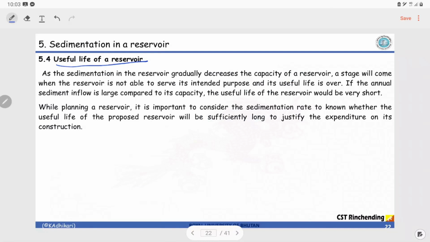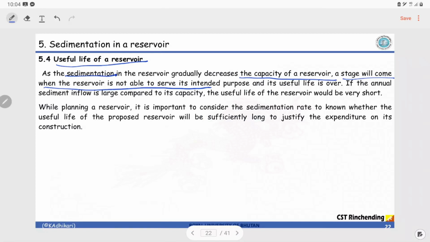As the name itself suggests, in due time the capacity of the reservoir will decrease till it reaches a stage where the reservoir will not be able to serve the intended purpose, and we call it the useful life of that reservoir is over. And this basically happens because of the sedimentation.